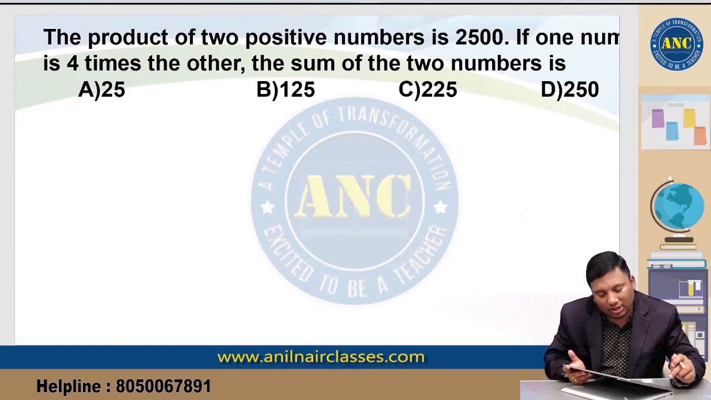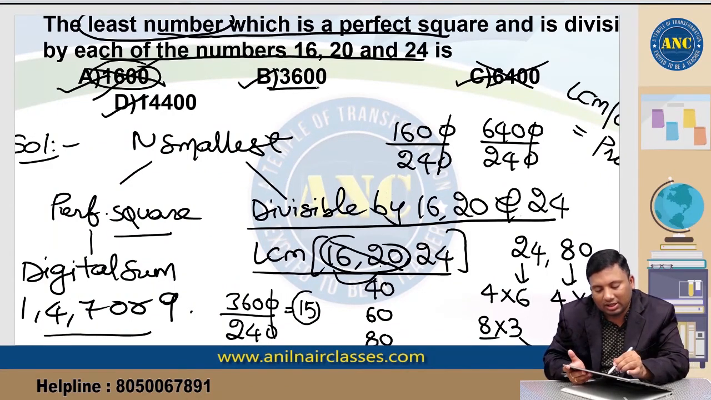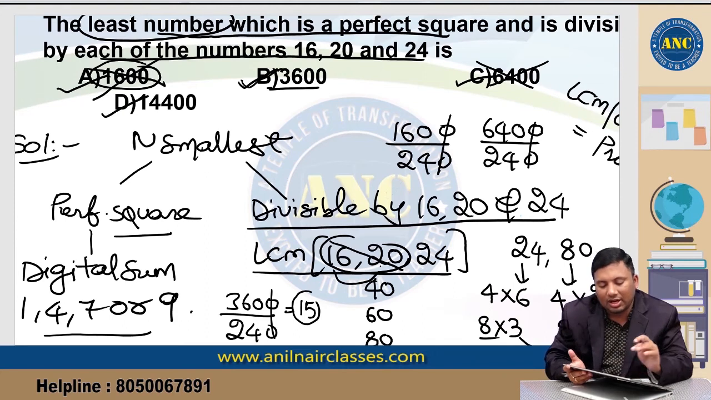Smallest number is nothing but, among these four, 3600. This is the generic way. The best way is to check whether the answer options are divisible by 16, 20 and 24.